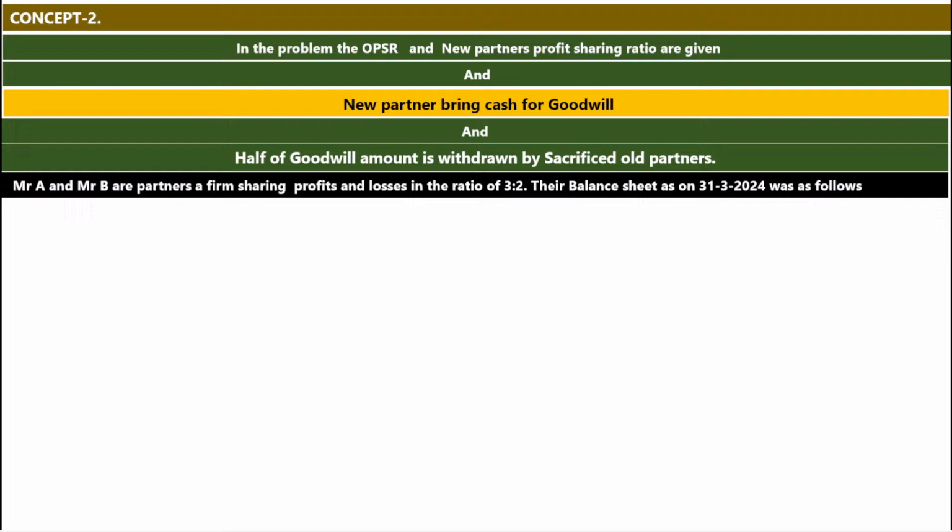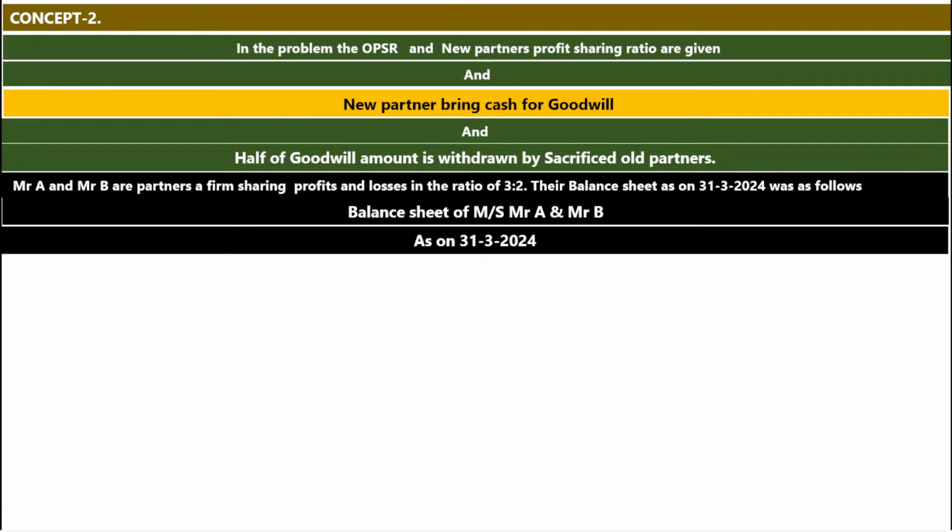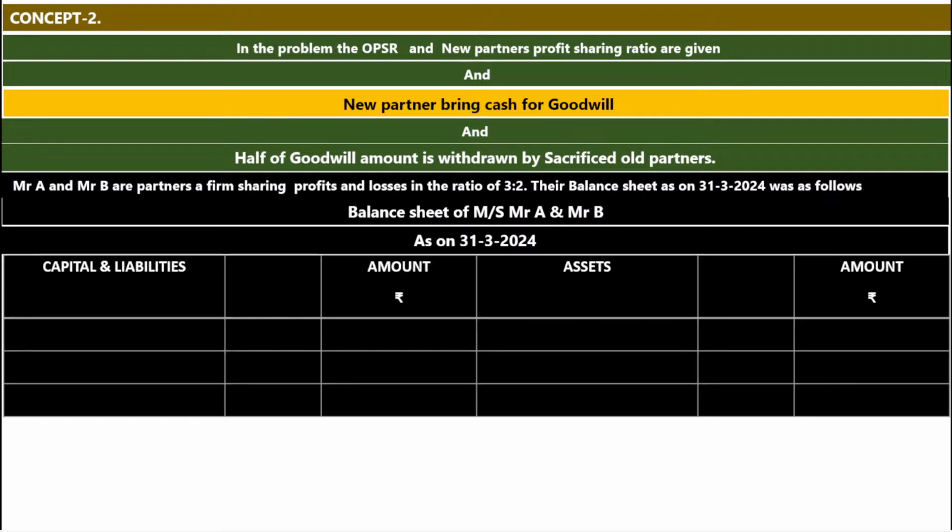Okay. Next. Balance sheet of Mr. A and Mr. B as on 31st March 2024. Draw the balance sheet like this. Left hand side: capital and liabilities, amount in rupees. Right hand side: assets, amount in rupees. Capital of Mr. A and Mr. B. On the asset side, cash or bank.